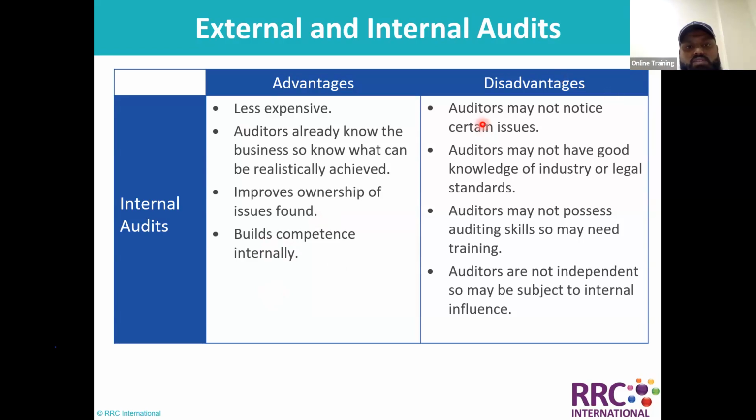Regarding the disadvantages, the auditor may not notice certain issues. Of course, he doesn't like to watch the things which he doesn't have to. Simple. Auditors may not have good knowledge of industry or legal standards. If he is working internally, then yes, it is possible. And auditors may not possess auditing skills, so may need training.